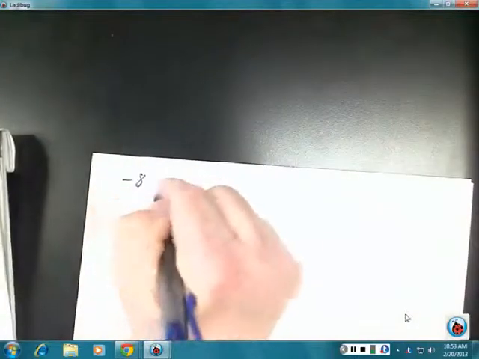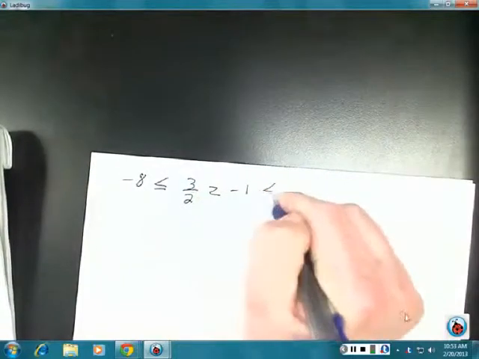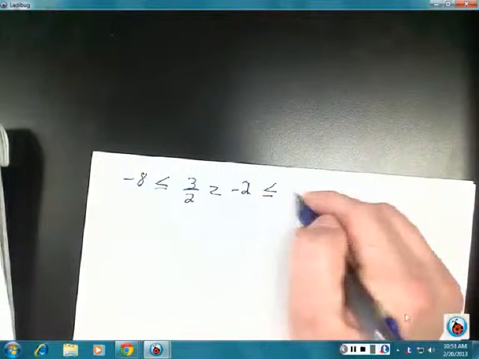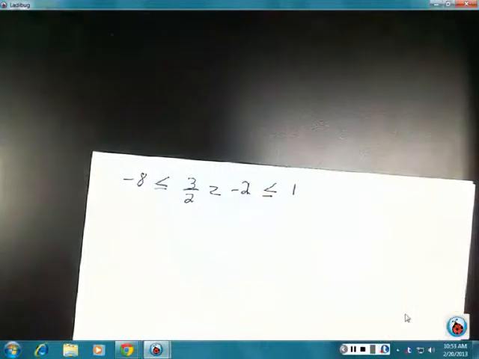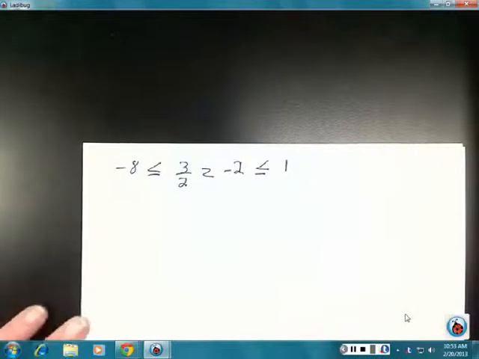Yes, one of the hard ones with the fraction in it. Okay, let me keep digging here in my pile of stuff I have for examples. How about this one? Negative 8 is less than or equal to 3 halves z minus 1, which is less than or equal to 1. Let's work that one out. See what you get? What would I have to do first? Add 2.